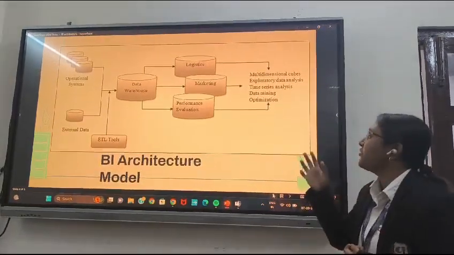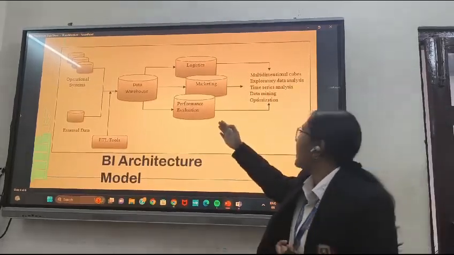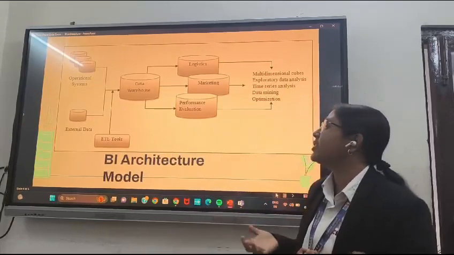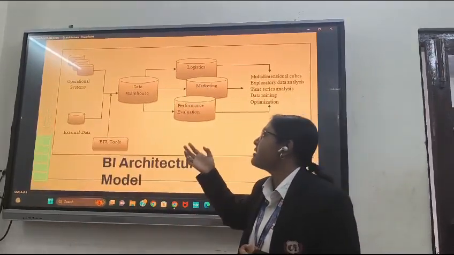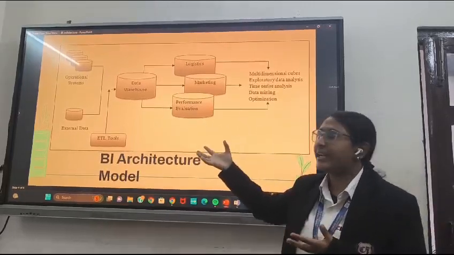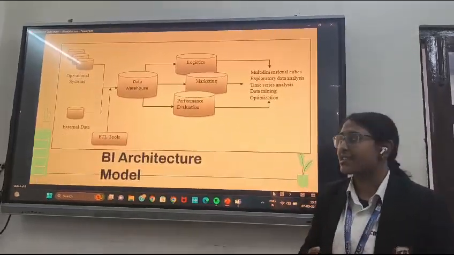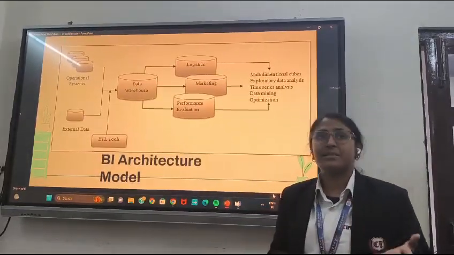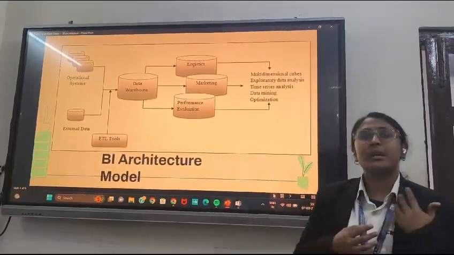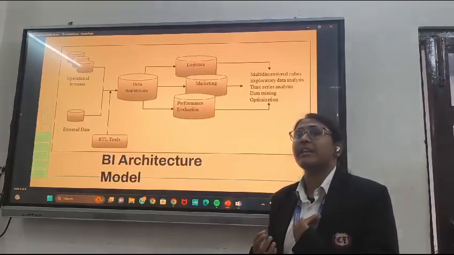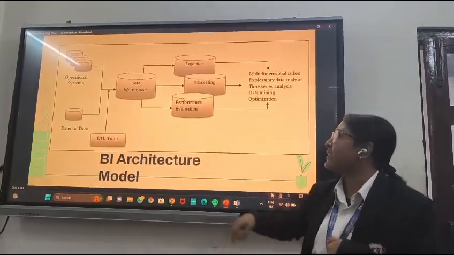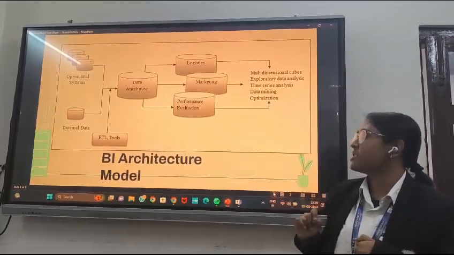Let's move to the next, the BI architecture model. This model consists of 3 tiers: tier 1, tier 2, tier 3. Tier 1 consists of 2 things, the operational system and external data. The operational system consists of data which we gather through our day-to-day transactions. Suppose we have an ABC business; whatever data I gather from the daily transactions of that business would be in the operational system.